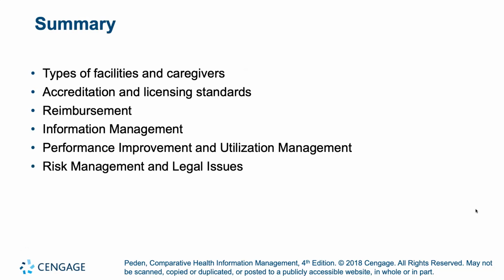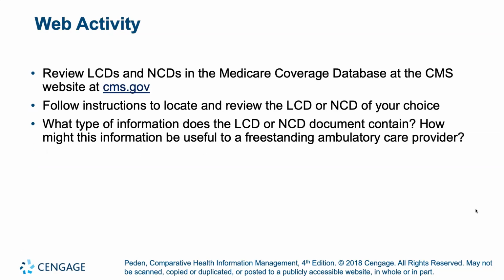So in summary, the types of facilities and caregivers, we covered that. We've talked about accreditation and licensing standards. We touched on reimbursement. We talked about how information is managed. There are performance improvement and utilization management expectations on this group of providers and caregivers. And there are risk management and legal issues as well. If you're interested in web activities, this gives you a couple of activities that you can do to learn more about LCDs and NCDs. And that is it for Chapter 3.